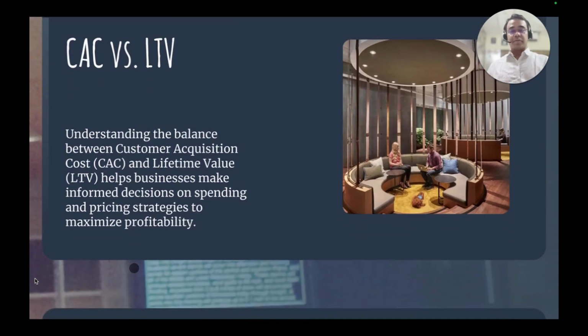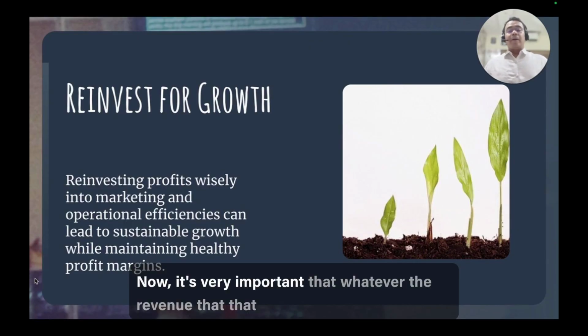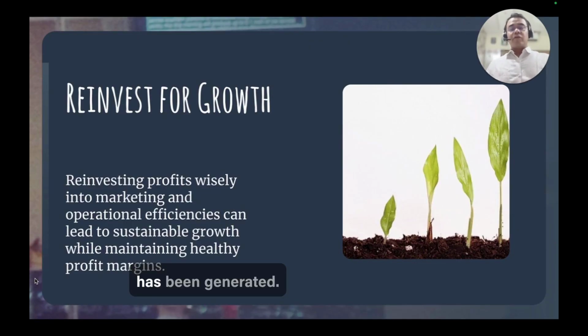And this happens obviously because of informed decisions and also prioritizing some of these strategies to maximize the revenue with a particular customer. Now, it's very important that whatever revenue has been generated, these profits should wisely be spent on marketing and operational efficiencies. It's very important to further cement the relationship with a new set of customers while bringing in more sustainable growth, while reinvesting the profitability as part of the investment to further grow the business.